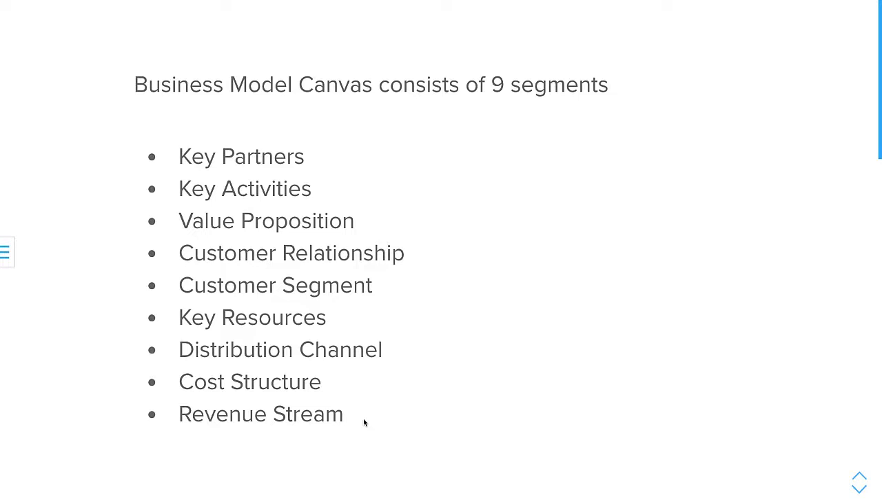What I'm trying to do is illustrate and talk with you about the business model canvas. There are 9 segments that belong in it: key partners, key activities, value proposition, customer relationship, customer segment, key resources, distribution channel, cost structure, and revenue stream. These are the important 9 segments that you need to think about when you are developing a business or re-enhancing your business. You have to understand, learn, and illustrate these 9 segments for your business.